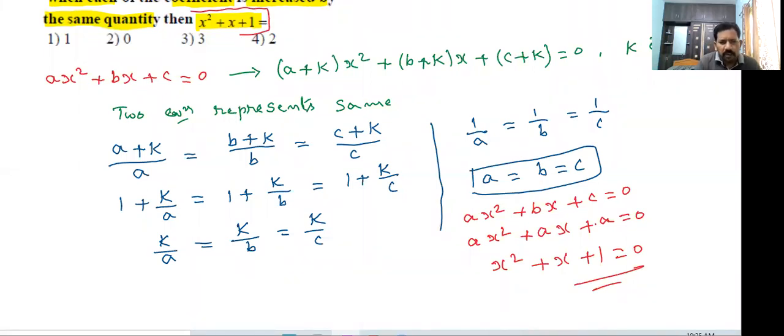What are they asking here? What is x square plus x plus 1 equal to? How much? 0. Second option is correct.